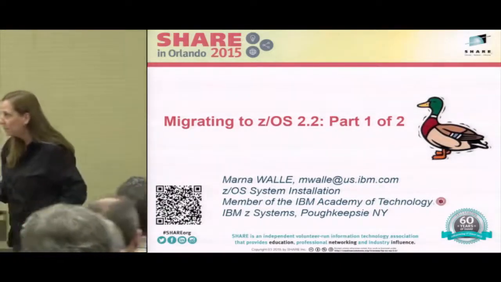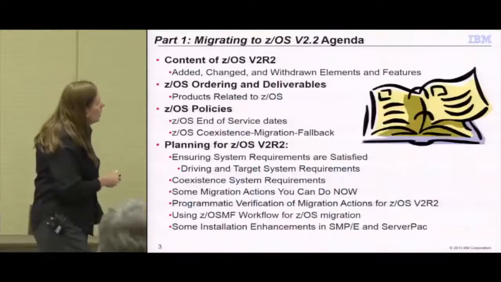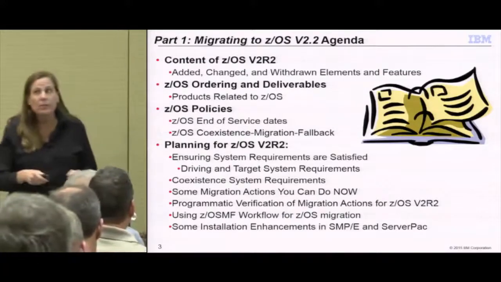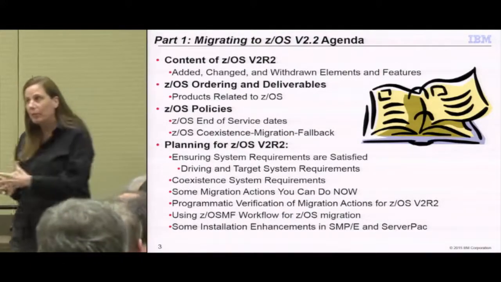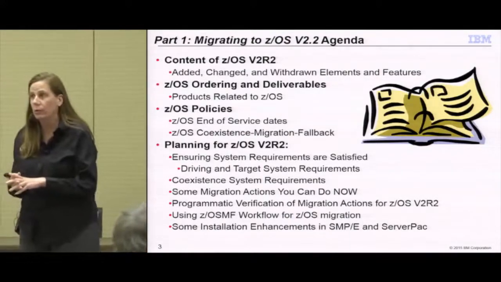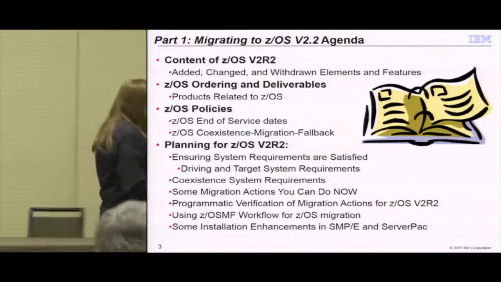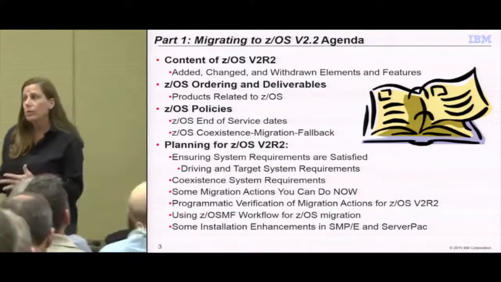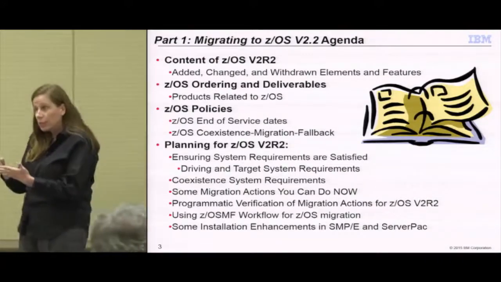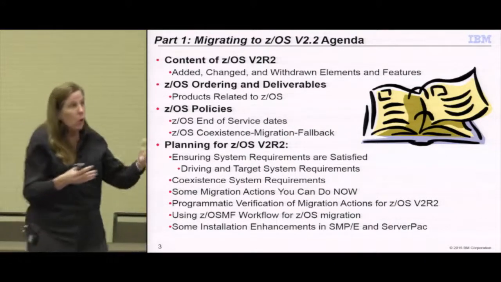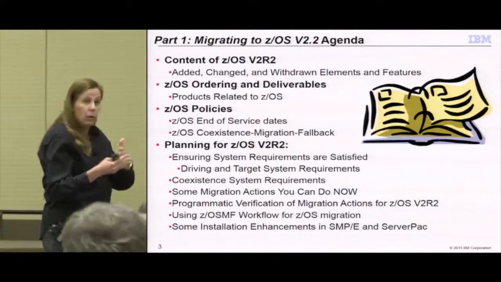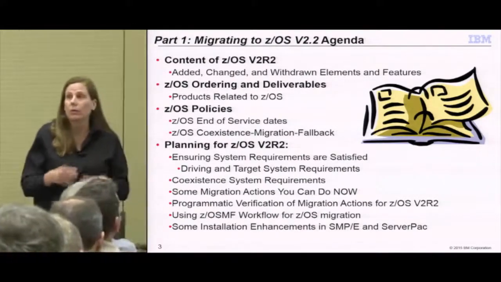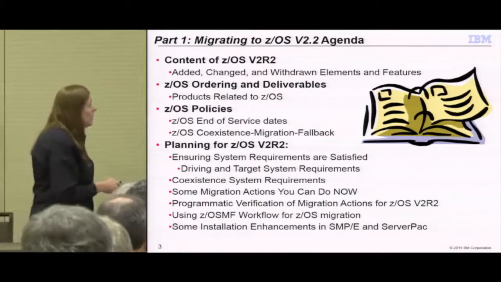So that's good. What I wanted to talk to you about today, the first part of the presentation, is going to be about the planning information for z/OS 2.2. And there's a lot of information in here, actually a lot of technical information as well, on things that you can do now for your z/OS release 13 system to go to 2.2, or to get from z/OS 2.1 to 2.2 as well. Okay, so you're in the right place. This is stuff that you can do to prepare right now.